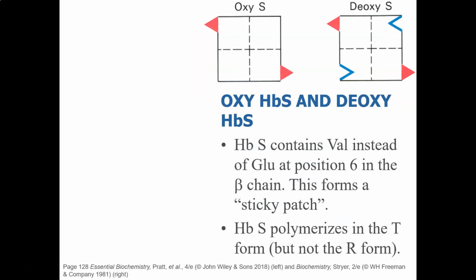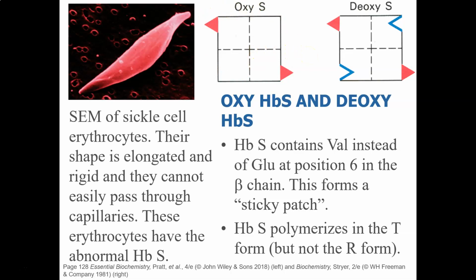The problem is an individual with hemoglobin S, or sickle cell hemoglobin. That's a mutation in which instead of a glutamate, which is negatively charged and polar, it's changed to a valine. And valine is nonpolar, as you know. So that forms a sticky patch on the outside of the hemoglobin. So again, if you're in the R form, there's no consequence. But what happens is when the hemoglobin becomes deoxygenated, as it does when it travels through the capillaries, the hemoglobin can polymerize. So I'll show you some pictures in a minute.